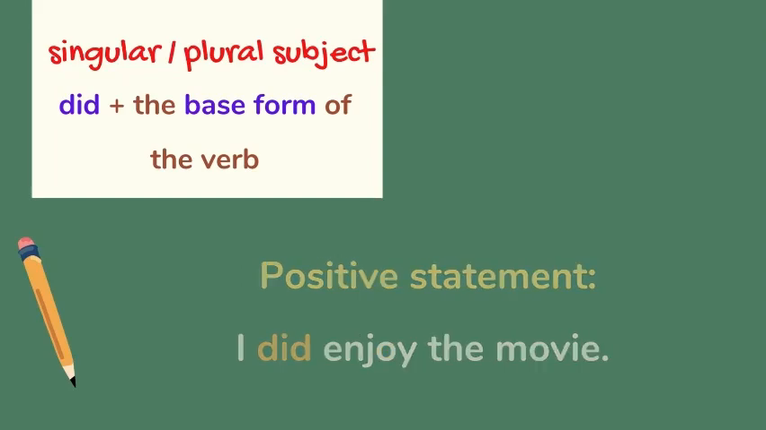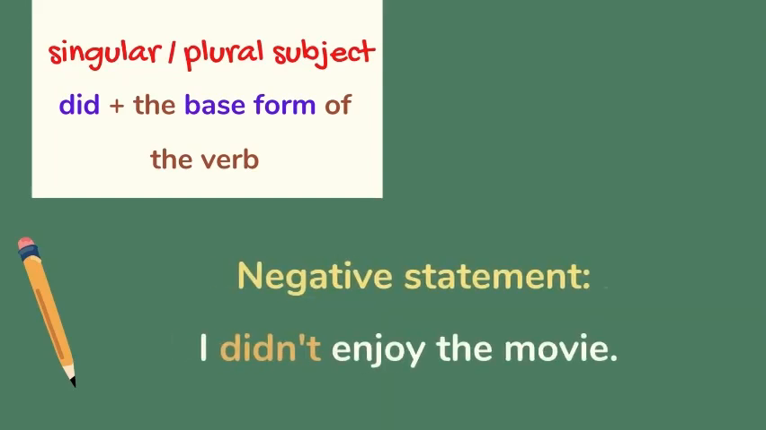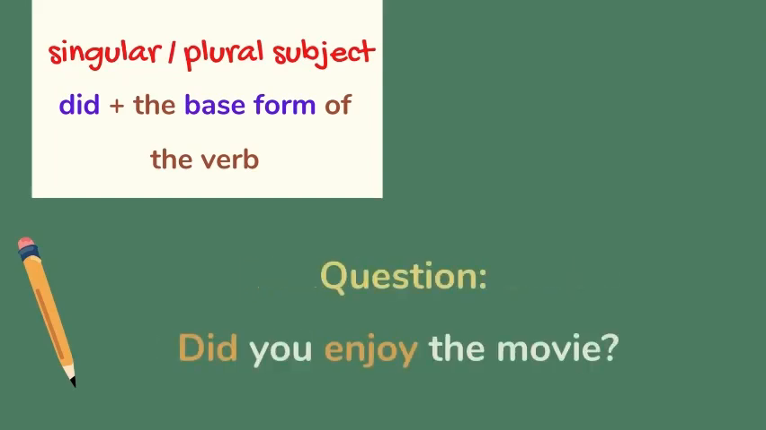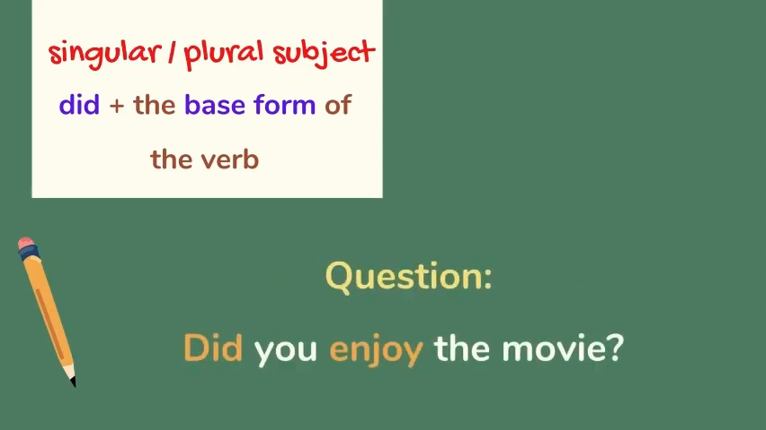Now, what if it's a negative statement? If it's a negative statement, you just need to add the word not. So you have here, I didn't enjoy the movie. What if it's a question? Here, if it's a question, you have to start it with did, added with your subject. We have you, regardless if it's singular or plural, and then your verb should be in its base form. For our verb here, we have enjoy.